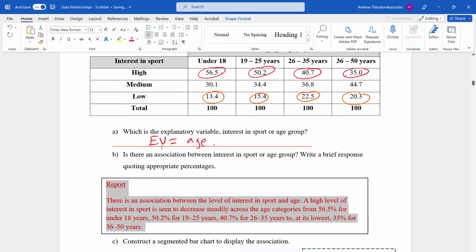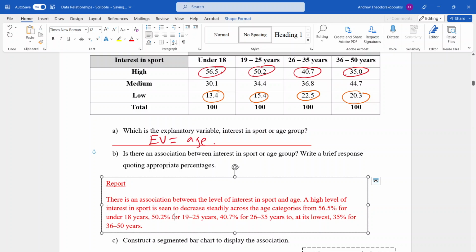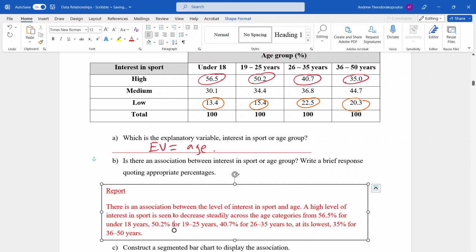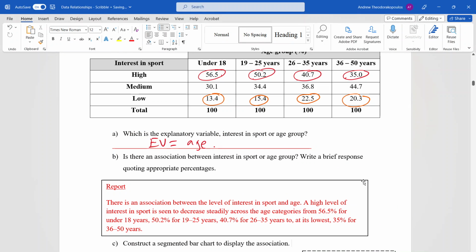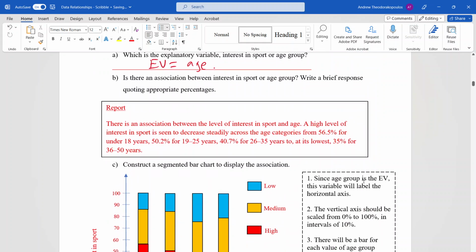There is an association between the level of interest in sport and age. A high level of interest is seen to decrease steadily across the age categories from 56.5% for under 18, and just slowly mention them all, and then it gets to its lowest at 35% for 36 to 50. I'll keep that there. You can pause me if you want to copy that down. Okay, and once we've done part B, let's move on to part C.